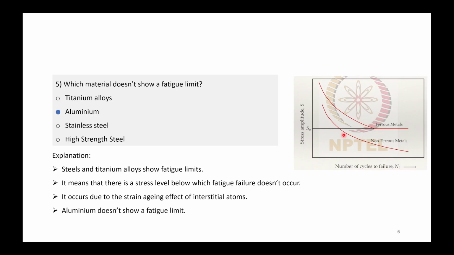So below a particular stress amplitude, your material won't fail even at an infinite number of cycles. These ferrous metals behavior also holds for titanium alloys as well. So steels and titanium alloys show fatigue limits, which means that there is a stress level below which fatigue failure doesn't occur, and it occurs due to the strain aging effect of interstitial atoms, and aluminium doesn't show a fatigue limit.